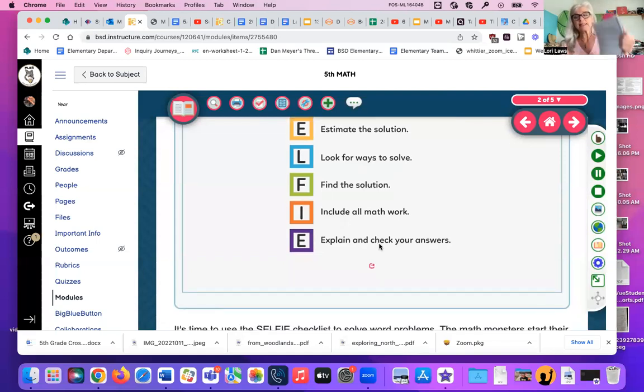And the one thing they didn't say on here is that when you include all your math work, one of the things you have to include, and I'm going to say this loudly, is your labels. So for example, in this case, they're talking about packages of cookies. When I get my final answer, I'm going to want to write next to it, packages of cookies.